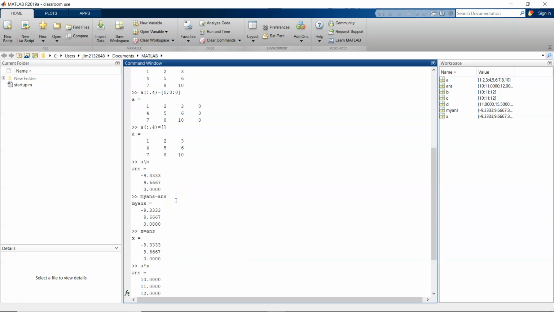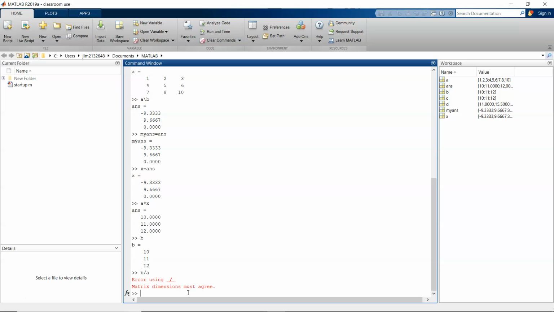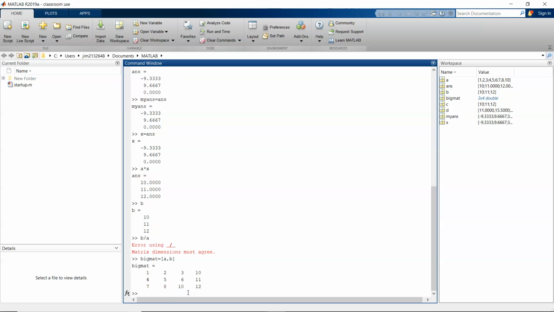Okay, about the last thing I want to say about this. There's a couple other ways to solve simultaneous equations. One is something maybe you're used to. We're going to make a big matrix. You can combine matrices, the commas and the semicolons and stuff like that. You can put matrices side by side. So A, comma B. So this is going to put A on the left side, B on the right side of a bigger matrix. There it is.